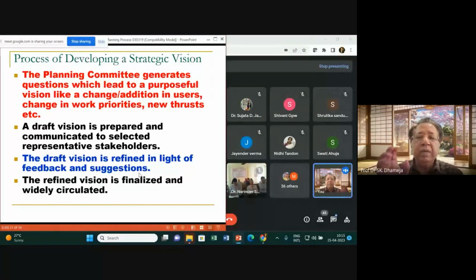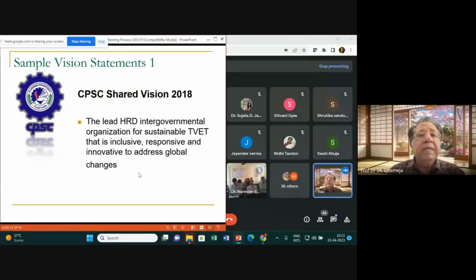So first you make a committee which has people from the different stakeholders. That is only a committee, maybe some 10, 15 people only. So prepare a draft vision and then circulate it among the major people, take their feedback, and then refine it. The refined vision is finalized and widely circulated. Let me take some sample vision statements.